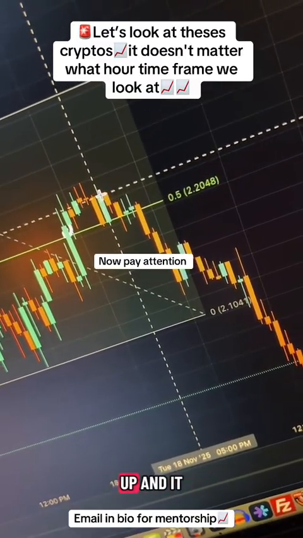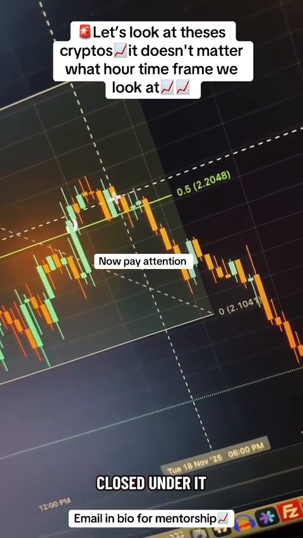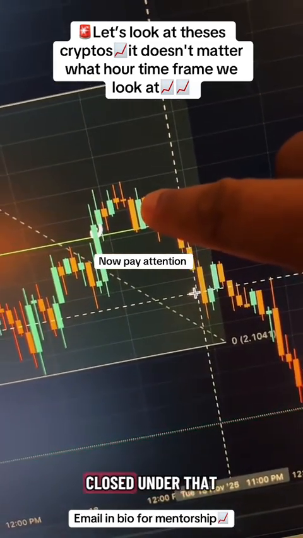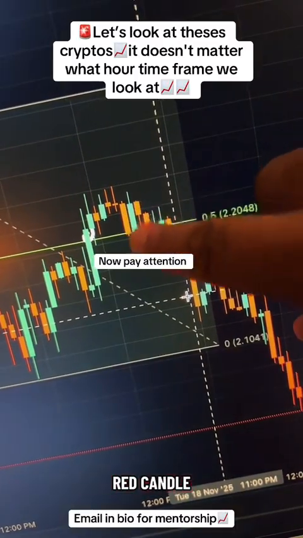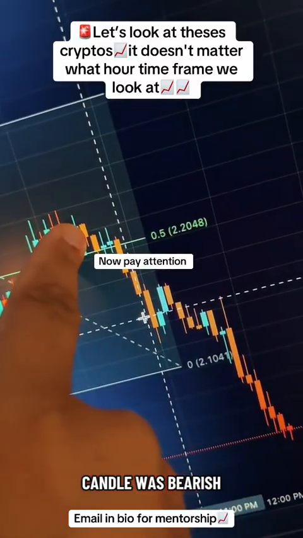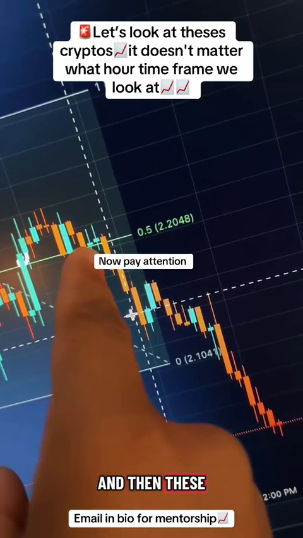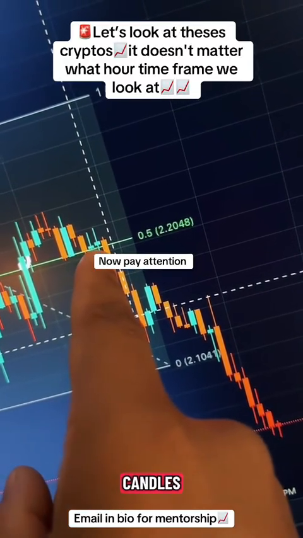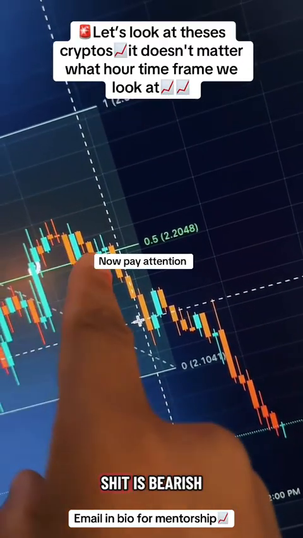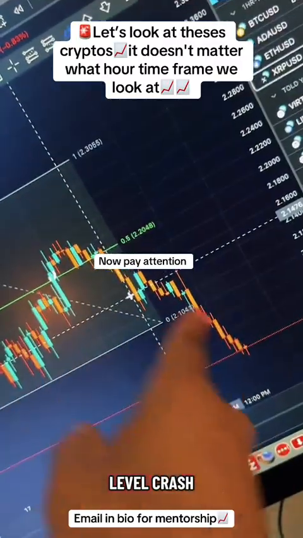So it rallied up and it really couldn't break past this candle here. See how it closed under it? Green candles closed at the top and this candle closed under that red candle, which means that's not bullish at all. So the next candle was bearish and came back here to find support. And then these two candles right here, they're called doji candles. Neither one of them closed above this red bearish candle. All of this is bearish. So you finally lose the 50% level, crash.